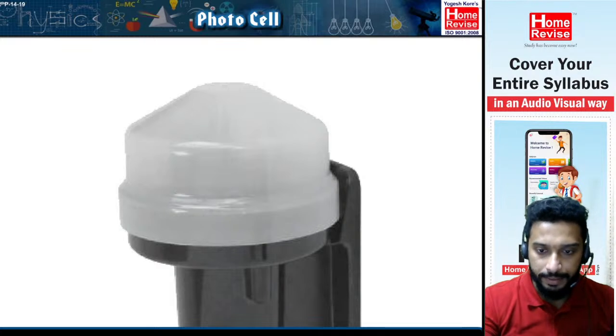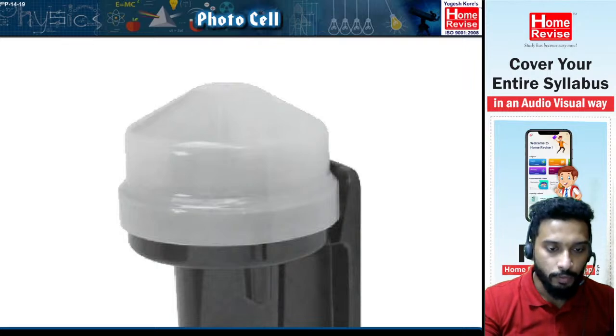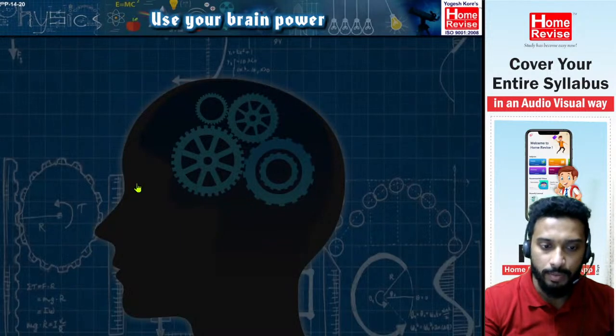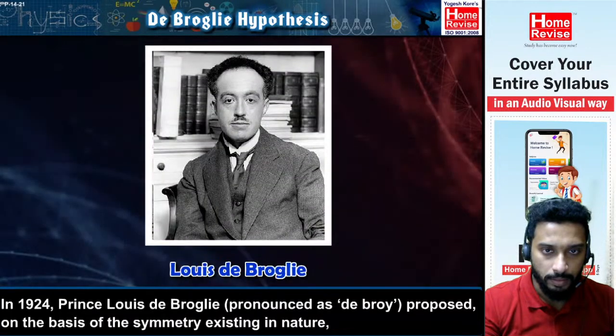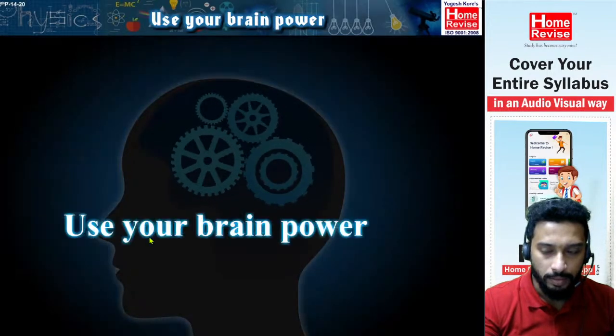Okay, welcome back. So photocell has been deleted. We move on to De Broglie's hypothesis. Use your brain power बीच में. De Broglie hypothesis. In 1920, use your brain power.